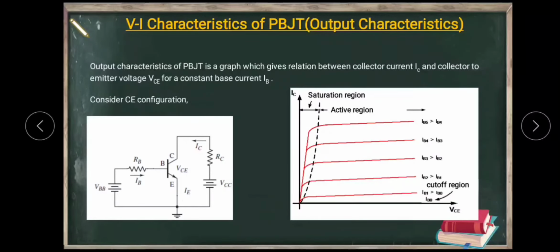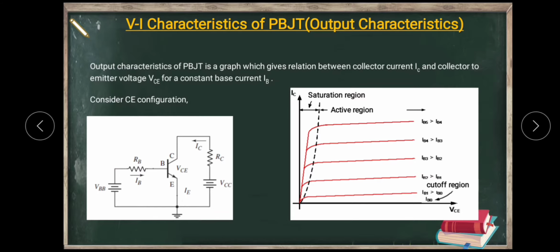Cutoff region is the region in which IB equal to 0. When IB equal to 0, collector current is almost 0. Due to minority charge carriers, a very small amount of current flows. It is said to be almost 0. Therefore, PBJT acts like an open switch, that is the off state.